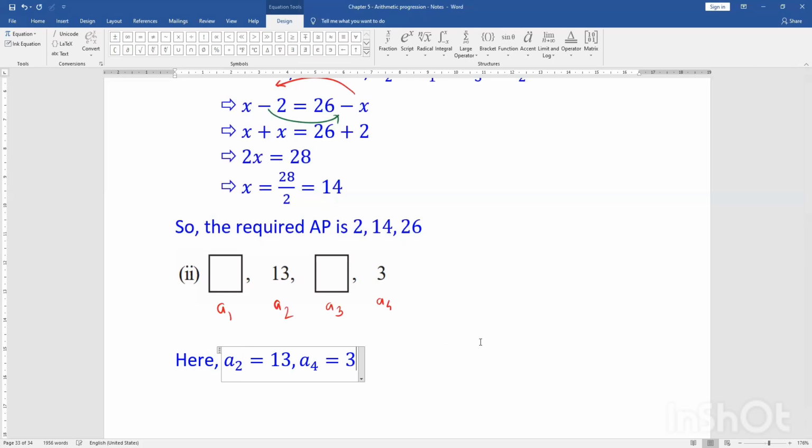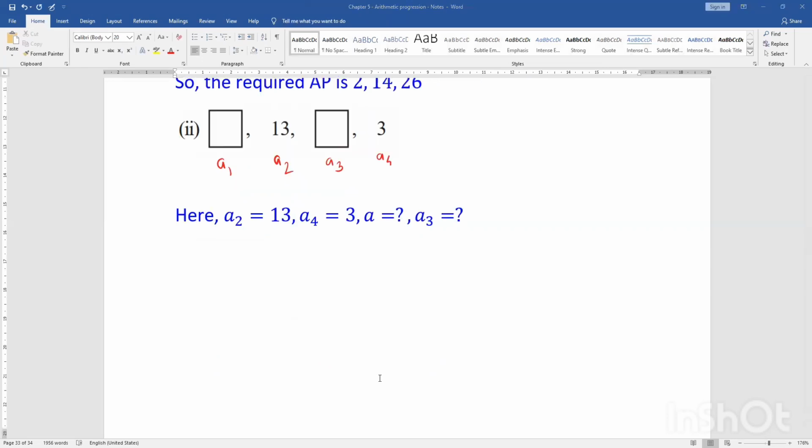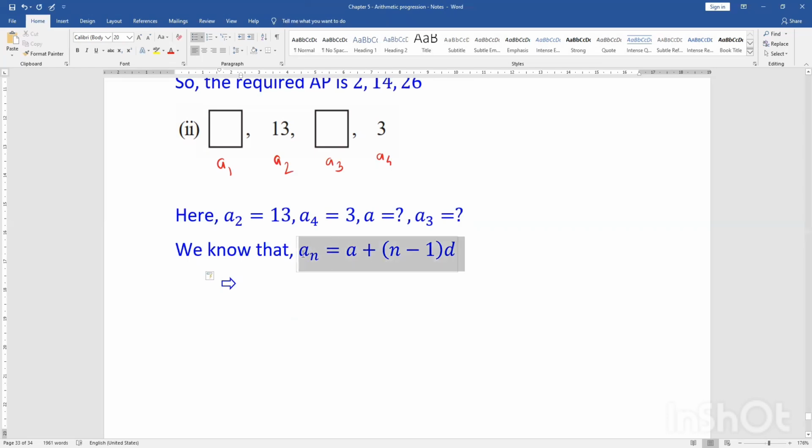And then what do we need to find out? We need to find out A, right? So A is equal to question mark. And then we have A3. A3 also is question mark. Right, children? Okay. Next. Now we write the formula. We know that an is equal to a plus n minus 1 into d. Okay. Then the same formula, just copy it. I'll just show you the substitution, how we are going to substitute. So where n is there, just write 2.